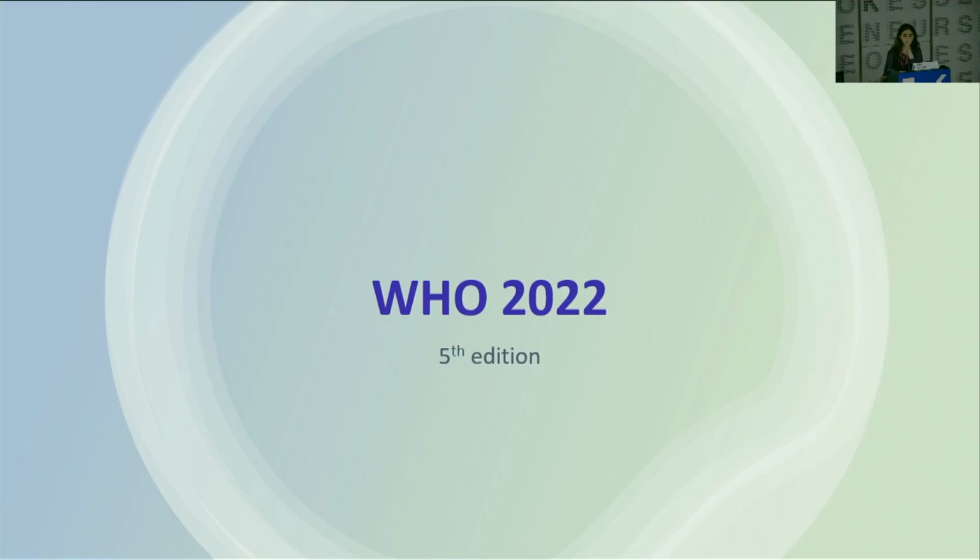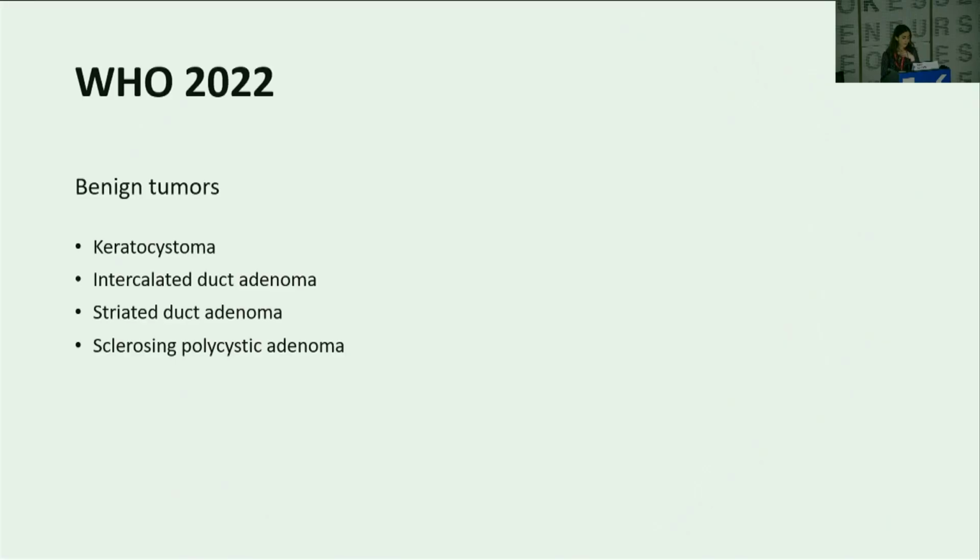So in the last part of this talk, I'm going to talk briefly about the updates in the fifth edition of the WHO. There are some updates on benign tumors: entities such as keratocystoma, intercalated duct adenoma, and serrated duct adenoma were added to the current WHO, and sclerosing polycystic adenosis is now called sclerosing polycystic adenoma in view of its neoplastic nature. But I'm going to focus more on the updates on the malignant tumors.